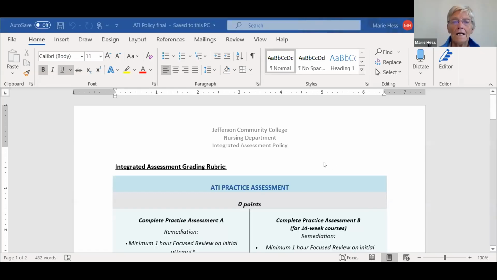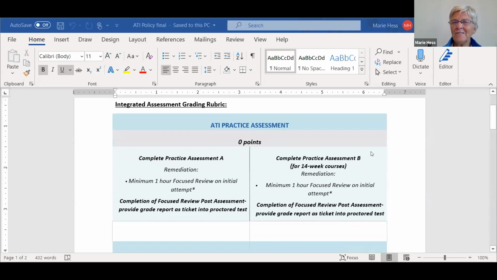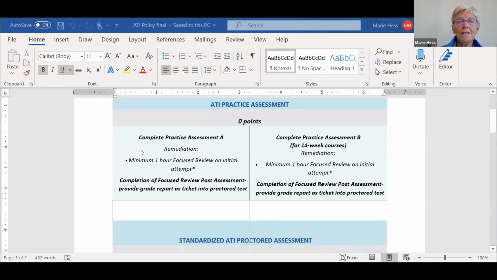So let me go out to the ATI policy. I think you probably have this someplace, but I wasn't sure where it is. Complete practice assessment A, a minimum of 1 hour of focused review and initial attempt. And then for the 14-week course, it's complete practice assessment B. Those are under the pharmacology part, and it tells you minimum 1 hour focused review and initial attempt.